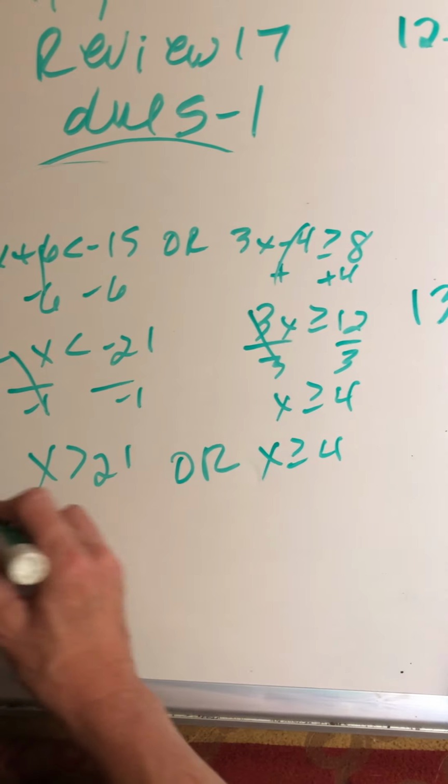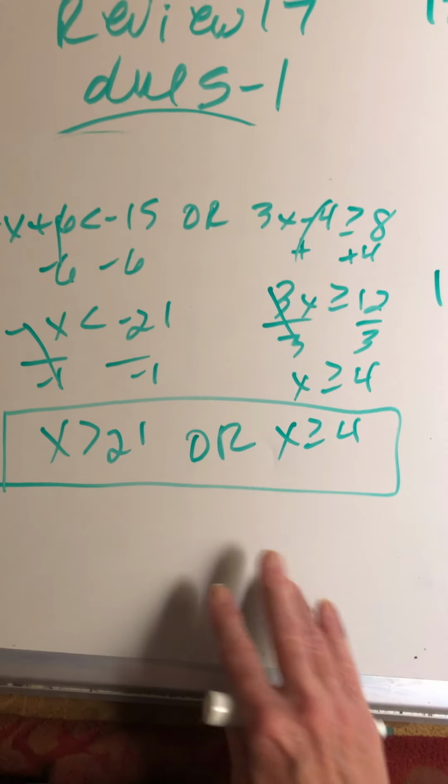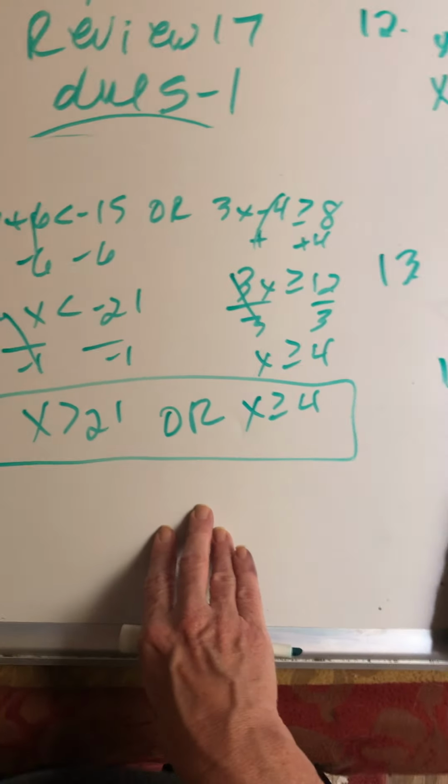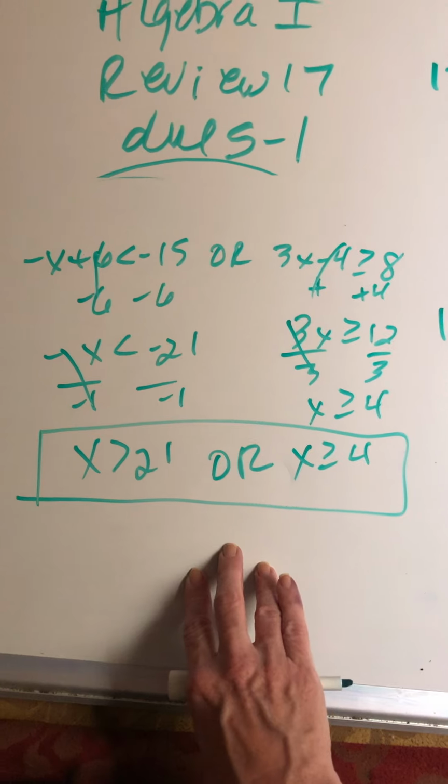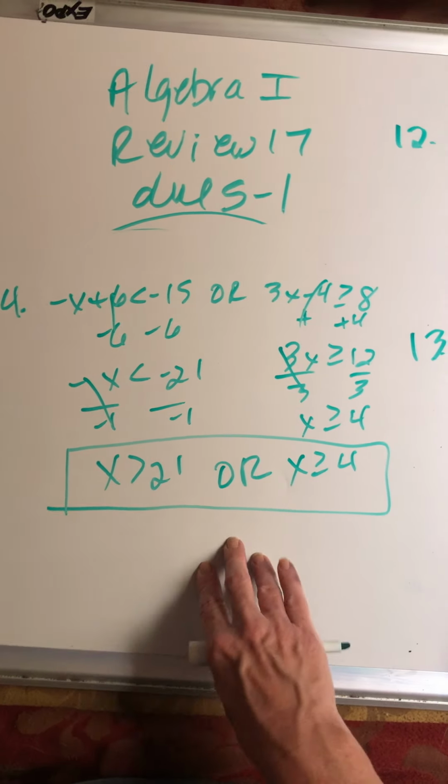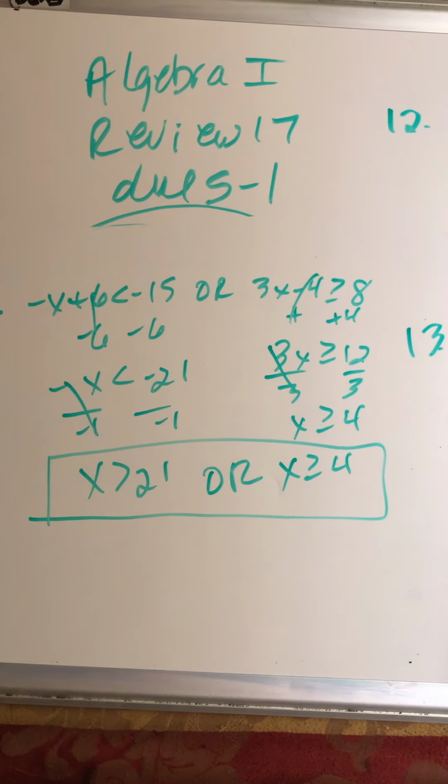So here's my answer. It does not have to be graphed. So don't graph it, because this is a weird disjunction, okay? So don't graph this disjunction because you're not asked to. You're just asked to solve it. So we solve it and we're done, okay?